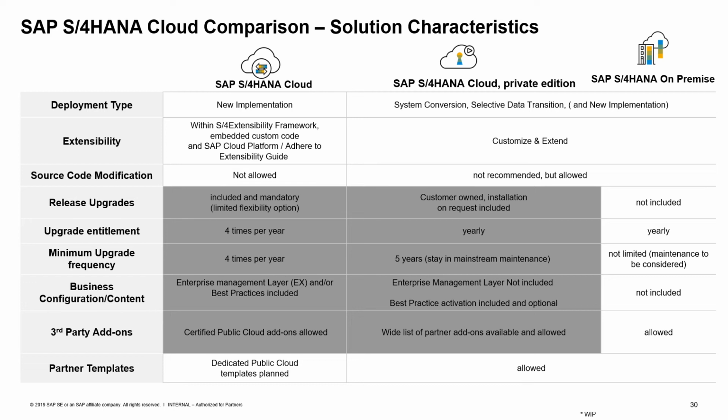The upgrade entitlement is annual. And the minimum upgrade frequency, as long as you're in mainstream maintenance, you can upgrade anytime. So really, you've got up to 5 years to take an upgrade. This is great for very complex customers or customers in regulatory industries where it's very difficult to take innovations on an annual basis, as an example.